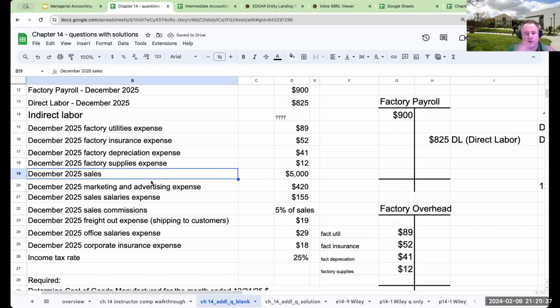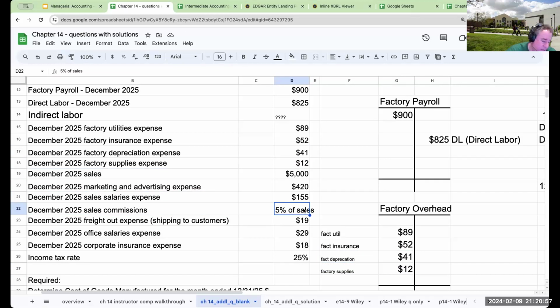Sales doesn't go in here. That's going to be on the income statement. Marketing and advertising, does that have the word factory? No, it's going to be on the income statement. Sales salaries, does that go into production? No, it's part of our period costs. It's going to be how we're going through and selling. Similar over here, sales commissions. This is going to be a period expense, meaning part of selling, general, and administrative.